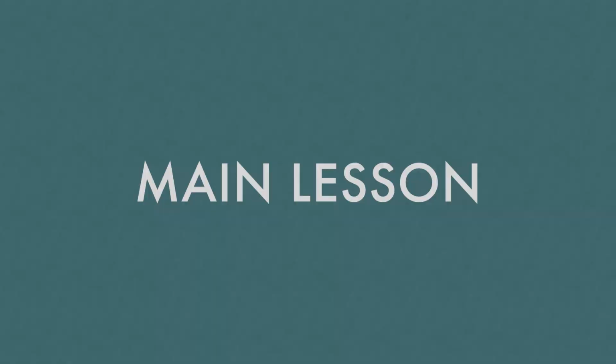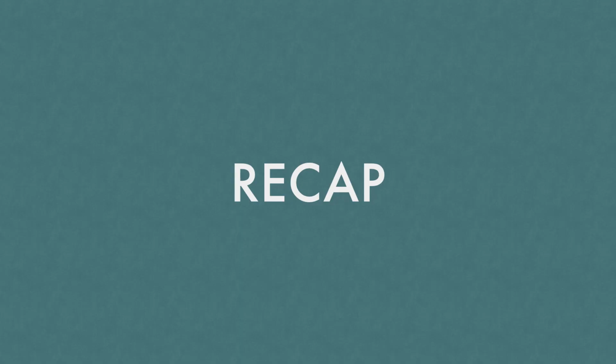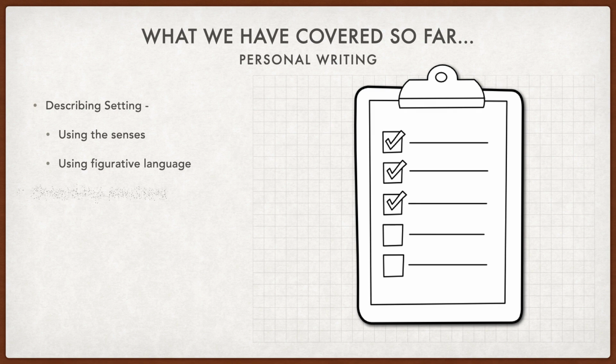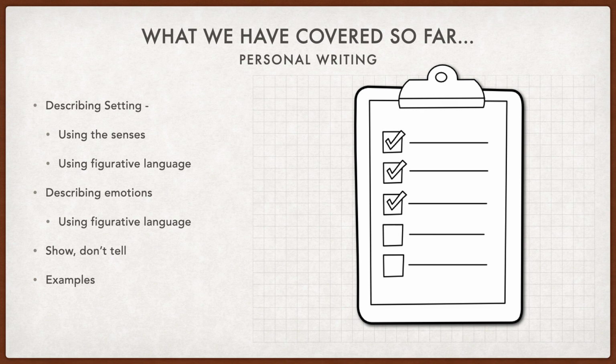We'll start first of all though with a recap of everything that we have covered so far. If you remember, the skills that we have looked at are describing setting and focusing on using the senses and using figurative language such as similes and metaphors. We've also looked at describing emotions and using figurative language to do that, as well as effective word choice. We've looked at how to show our emotions rather than just telling someone about our emotions. Then we looked at some examples of personal essays, and last week we also planned our essay.